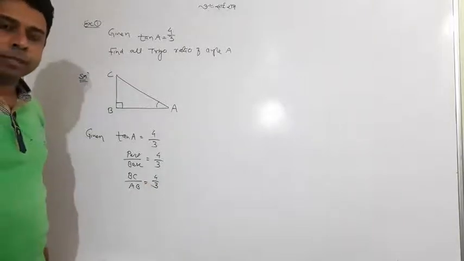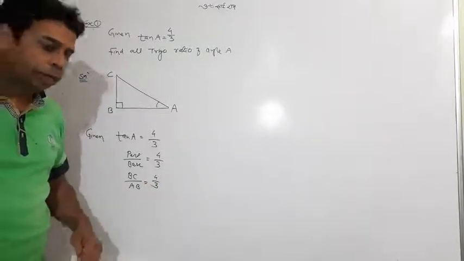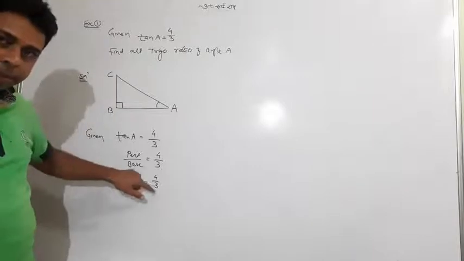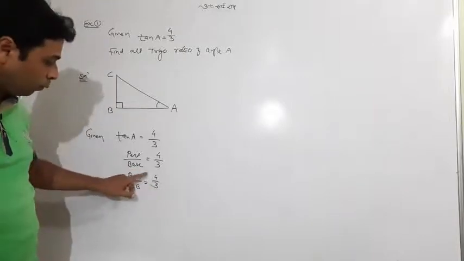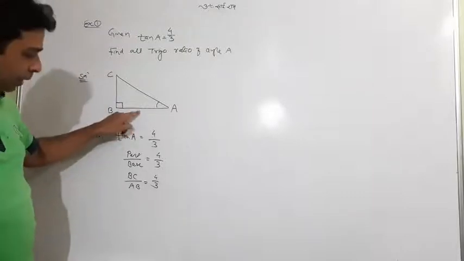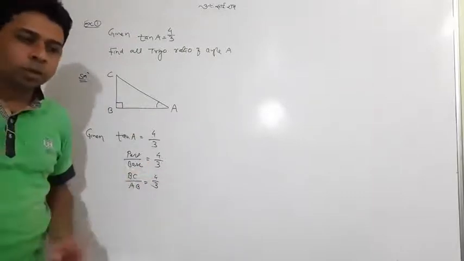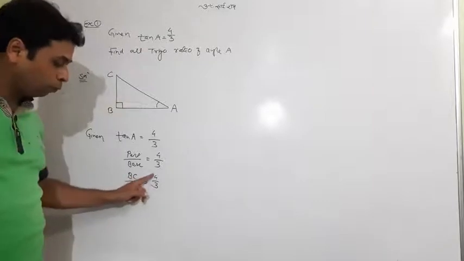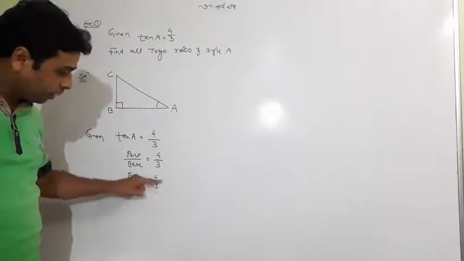What is the further task? I want to tell you a special thing. If you compare, one can take BC equal to 4 and AB equal to 3. But in the case of ratios, it is not good to directly take BC equal to 4 and AB equal to 3. These are ratios.